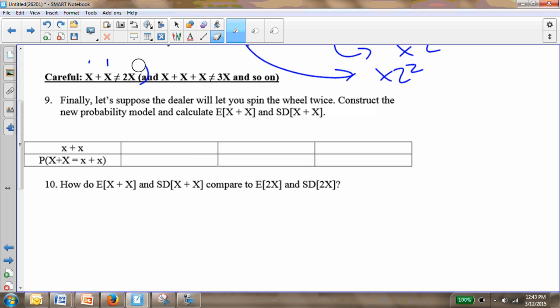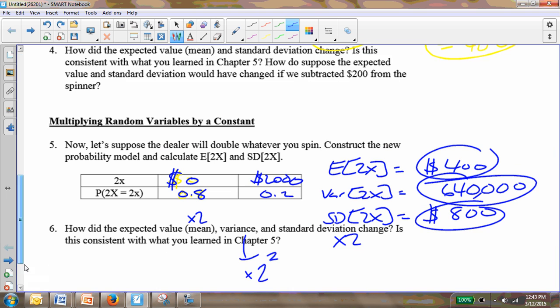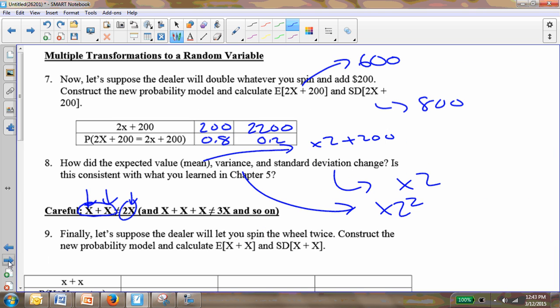And again, just to recap that, because that is very important. In random variables, x plus x is doing something twice. You spin the wheel the first time, you spin the wheel the second time. 2x is you spin the wheel one time, and whatever you get that one time, you double it, which is what we did in questions 5 and 6.